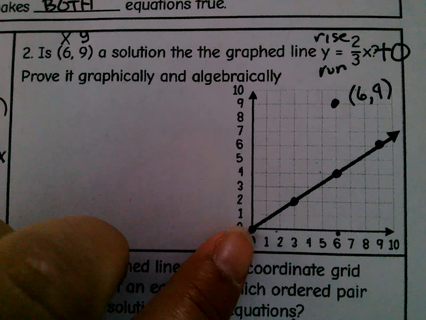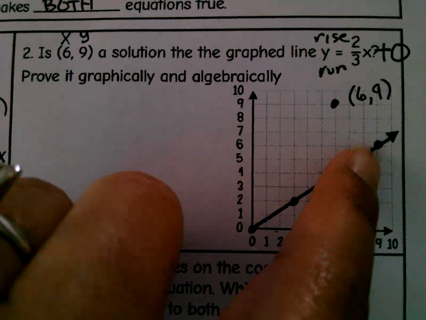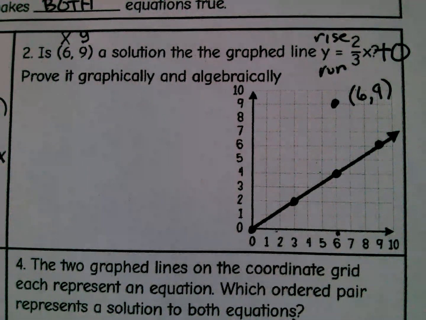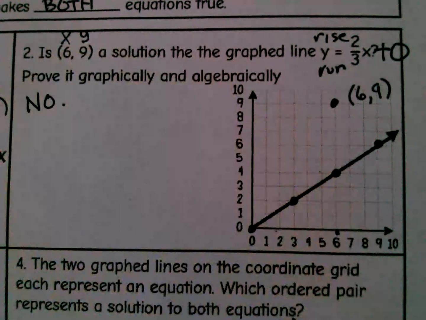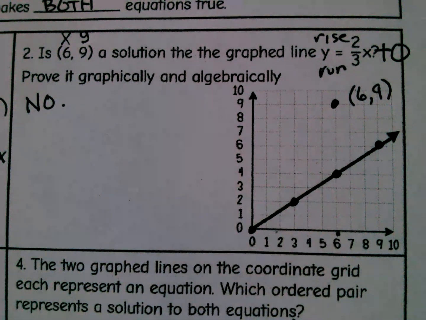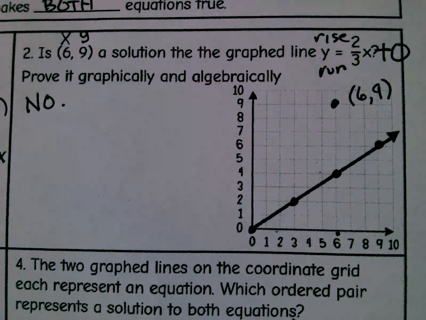Remember, this point can be a solution. This point can be a solution. This point can be a solution. So can this one, because they're all on the line. But any point that's not on the line, that's not going to be a solution. So, nope, not a solution. And there's my proof. It did not land on the line, so it's not a solution. Now let's prove it algebraically, even though we already know that it's not going to work, right?